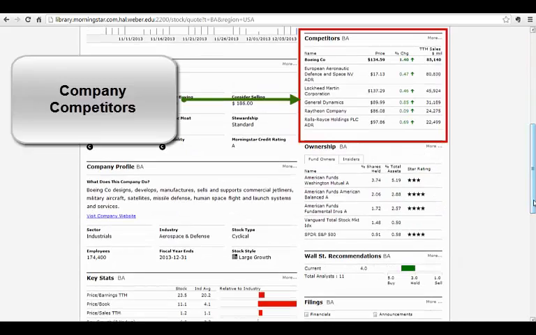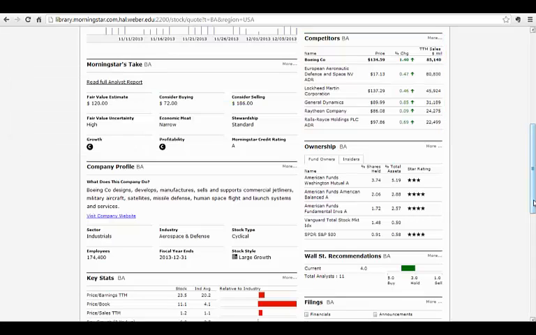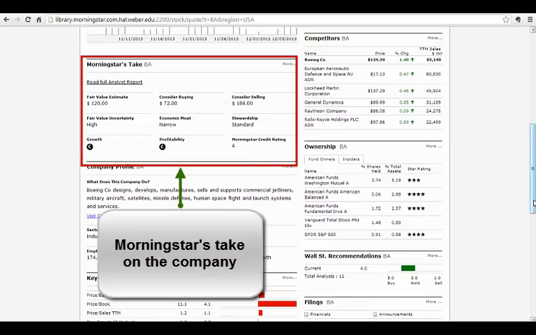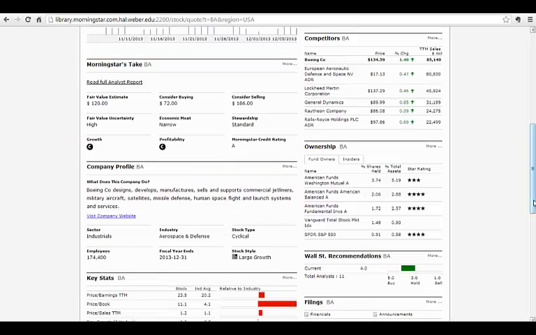Over on the right side of the page, you can see some of the competitors and where their stocks are trading, the percentage change for those stocks, and the sales for the previous 12 months, also referred to as the 12 trailing months. Over on the left side of the page, you get Morningstar's take on the company, including the analyst report. More on this a little bit later in the video.